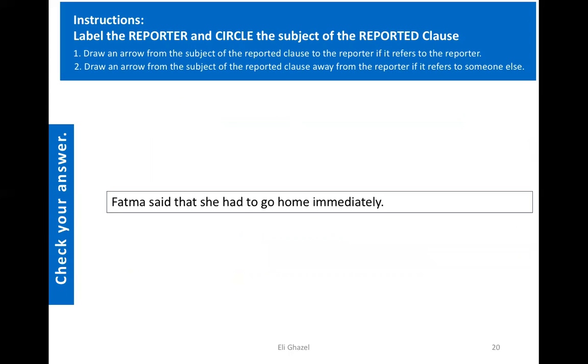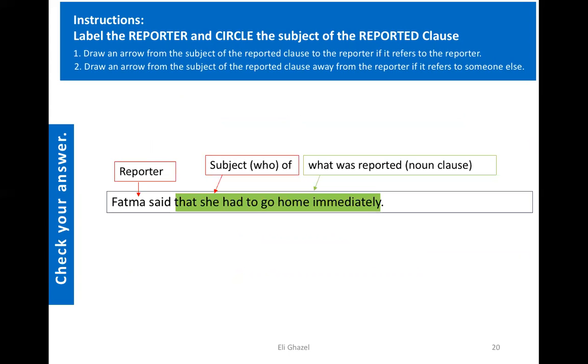One more, Fatma said she had to go home immediately. And Fatma is the reporter. She is the subject of the reported clause, the noun clause, and Fatma and she are the same people. So this is very important to build up the ability to do the referencing or the referent. And that's what pronouns do. They refer to someone or something that came before them or that might come after them.